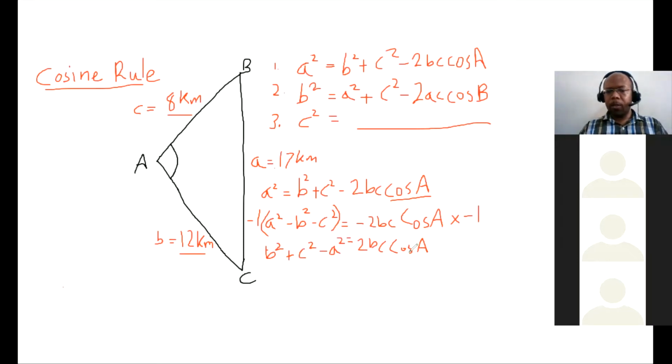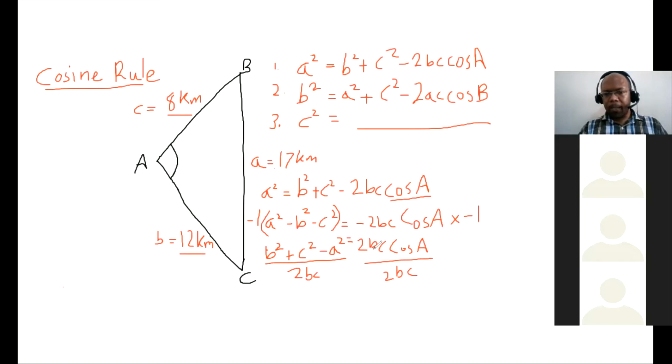And look, we need to get cosine A by itself, so we have to divide both sides by 2bc. So let's do that. Whatever you do on one side, make sure you do the same thing on the other side to keep the equation balanced. Math doesn't like to go like a seesaw up and down. It just wants to stay at one level. The left-hand side must equal the right-hand side.